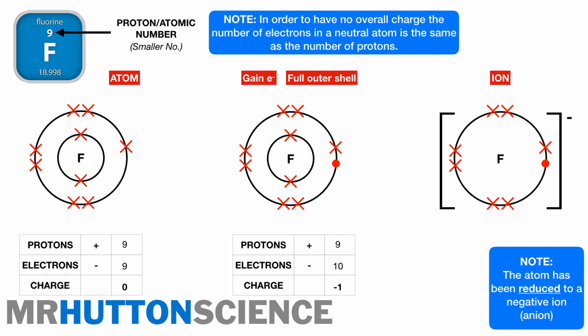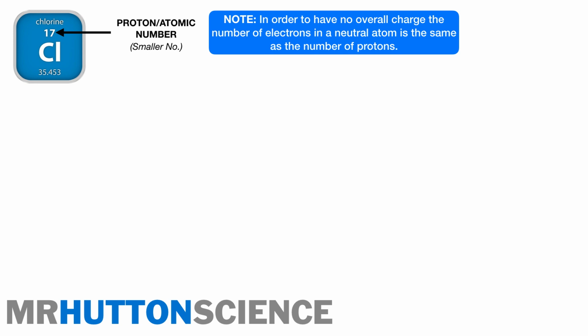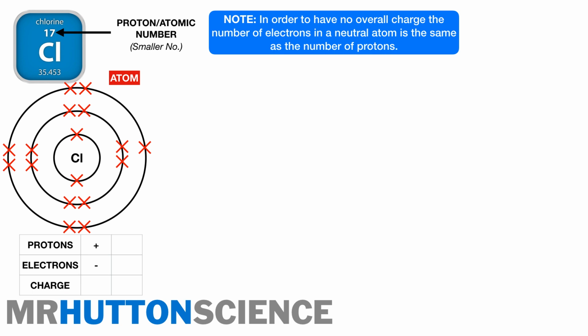Okay, right, let's look at another one then. Slightly bigger atom this time, chlorine, 17 protons. So how many electrons has it got? 17, well done. Okay, let's draw out the atom. There we go, not much room. We're getting a bit cramped now, but hopefully you can still see that. So we've got our 17 protons, which means we've got 17 electrons, which means we've got 0 charge overall.